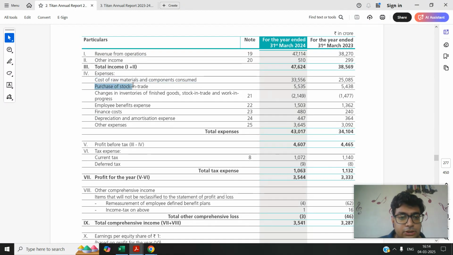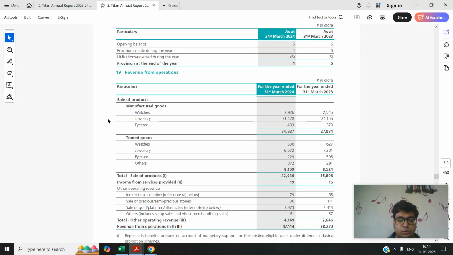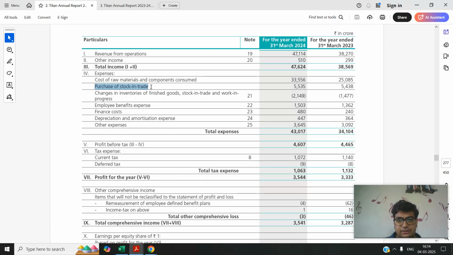Now what is purchase of stock in trade? So guys, there is this minor technical difference here. If you look at Titan, Titan did both. It manufactured certain goods and sold it, and for this it will also have a cost, right, of raw material. At the same time, without manufacturing as well, it purchased certain finished goods directly from the market and sold it. This too will have a cost, right. This cost we call purchase of stock in trade. The cost of manufactured goods we call cost of raw materials consumed.